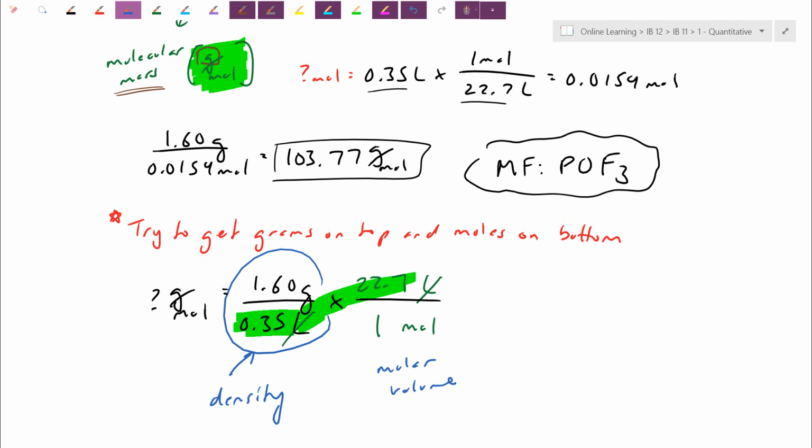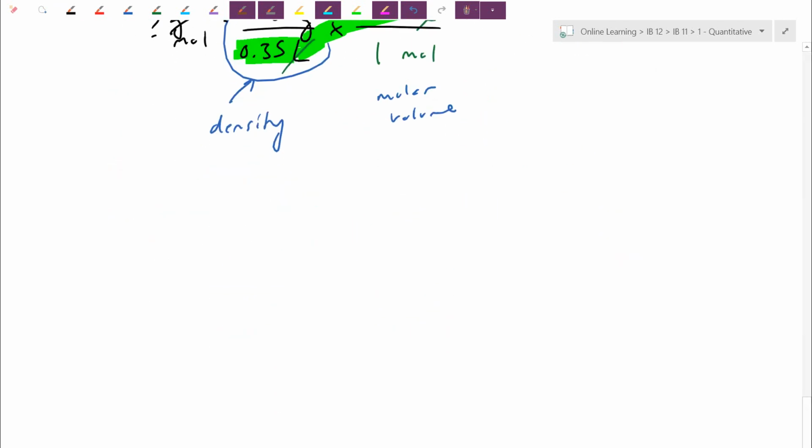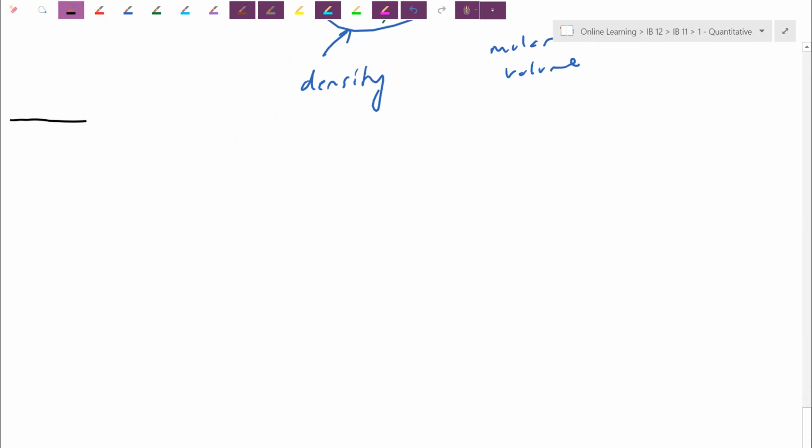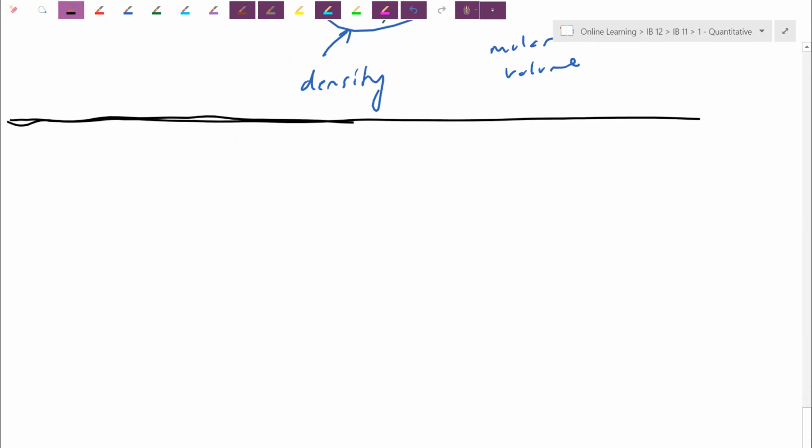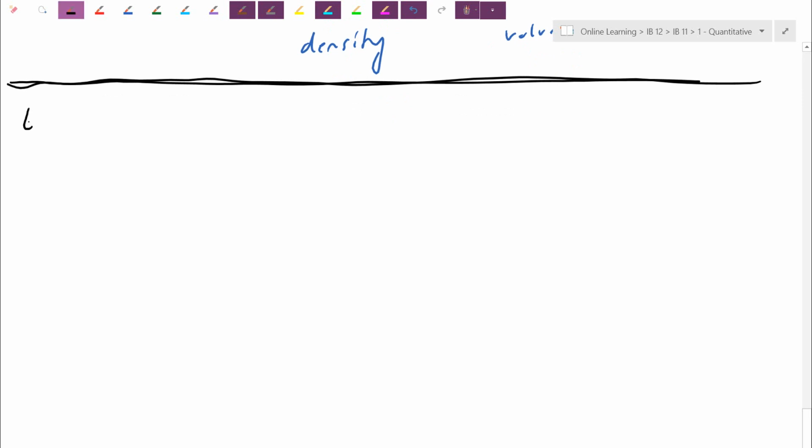Right? So let me just ask you one final question that introduces all of this together. This was an old exam question, so make sure you're comfortable doing this. So we'll do this as our vitamin C question. 1 gram of vitamin C.